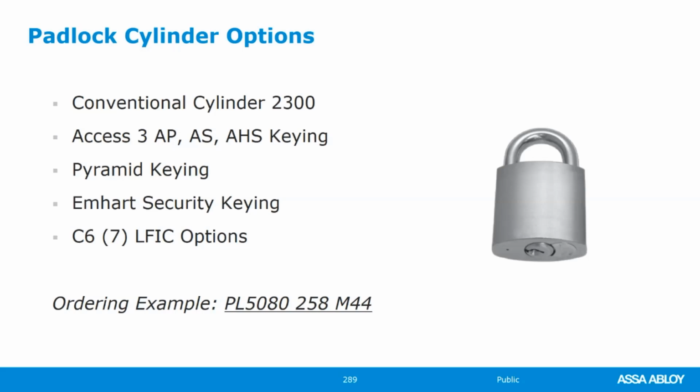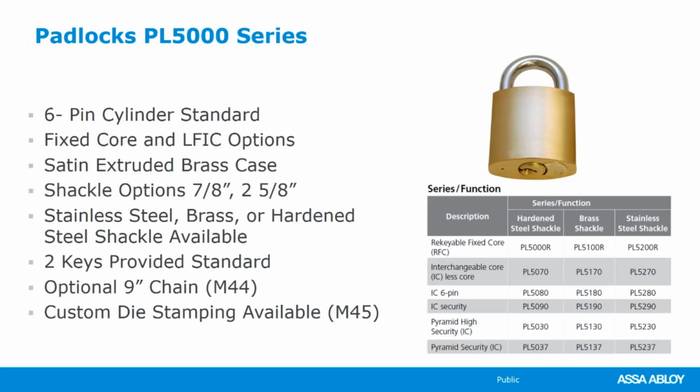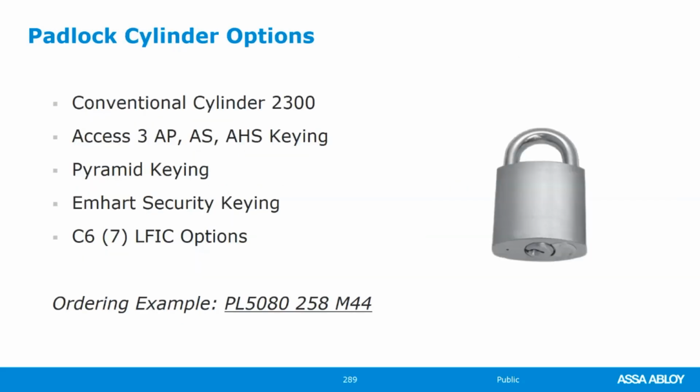So you would order it, your part number, by your shackle length and by your options. We have a PL 5080, that's a PL 5000 series. The 80 tells us it's interchangeable core. 258 tells us 2 5/8 inch shackle. The M44 was an option. That gives us the 9-inch chain. Any questions on our auxiliary lock products?